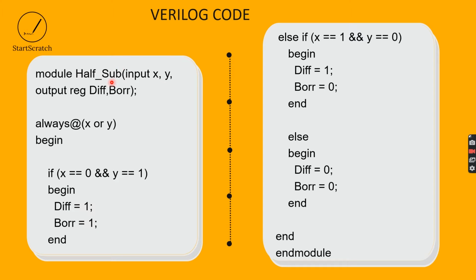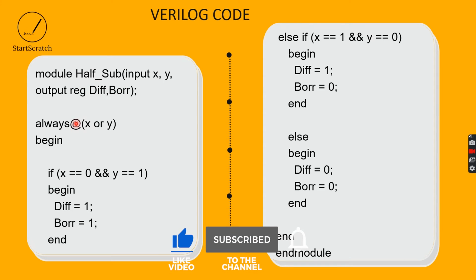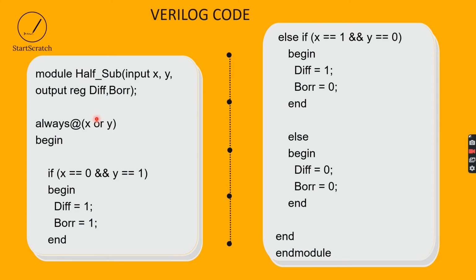In the coding part, you will be observing that I declared half sub as the module name and I taken x and y as the inputs in place of a and b, and diff and borrow as the outputs. I declared diff and borrow in the reg form because they store the output value in them. And coming to the sensitivity list, I declared the x and y variables in the sensitivity list, because if one or both the variables of x and y changes, the output will be affected.